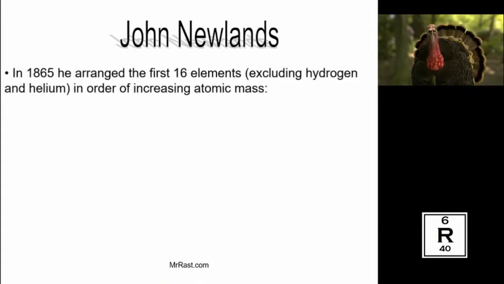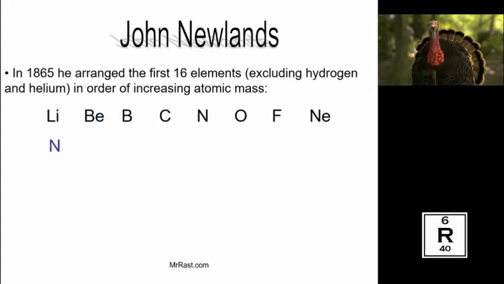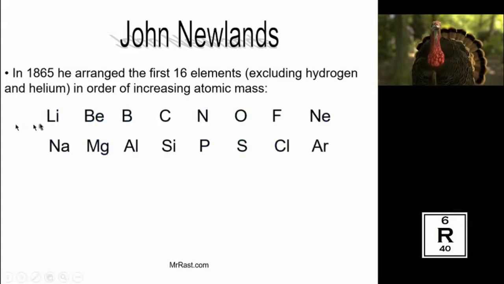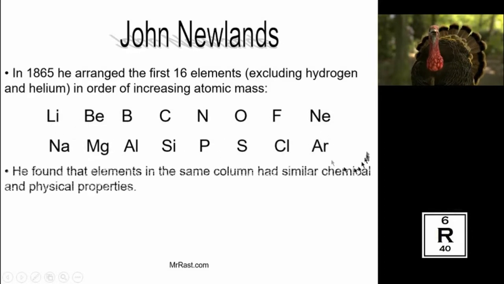So in 1865, John Newlands arranged the first 16 elements, excluding hydrogen and helium, in order of increasing atomic mass. So he takes the first 16 elements, really starting with number 3, lithium, and he puts them in order of increasing atomic mass. So lithium is the lightest and argon would be the heaviest.